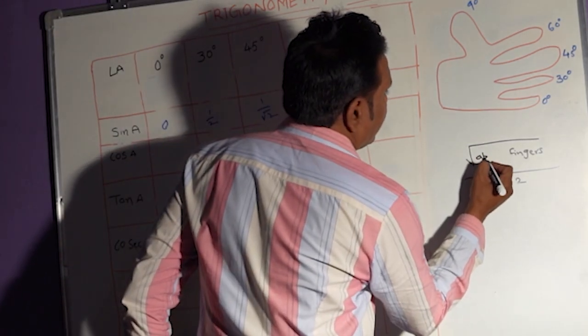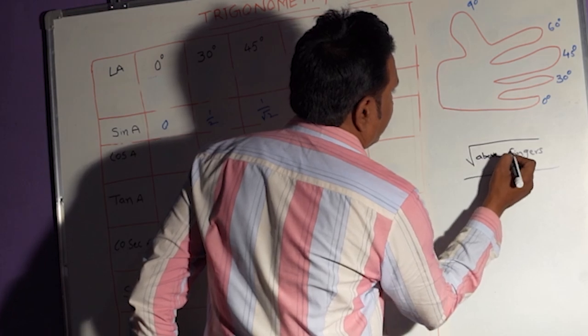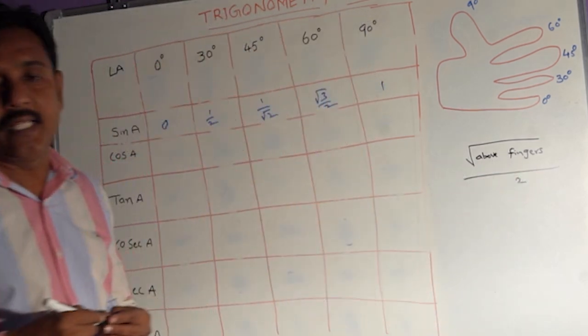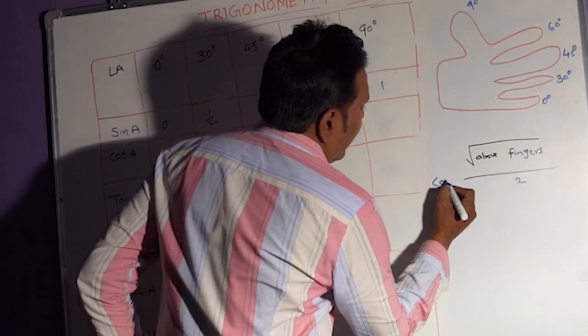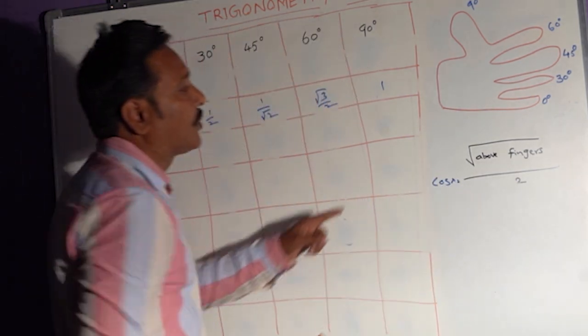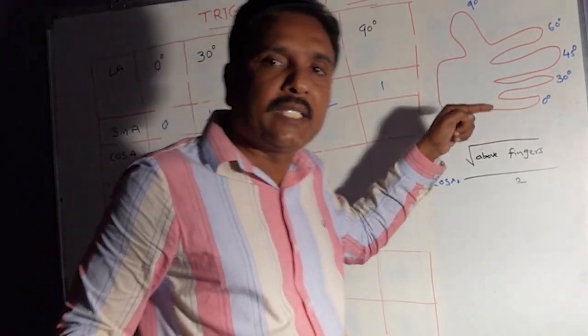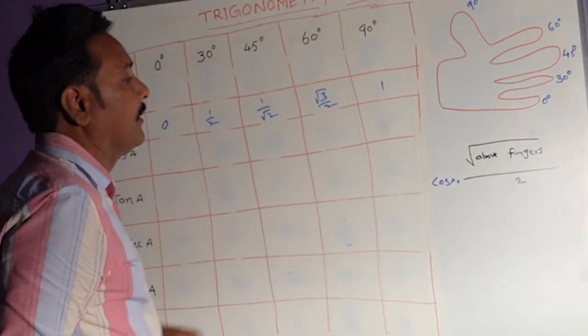Above fingers by root 2. This is the cos value. Cos A is equal to root of above fingers by 2. That is the cos value.